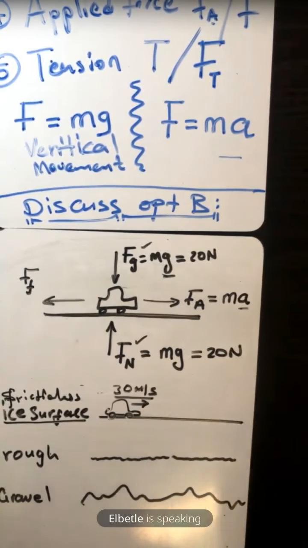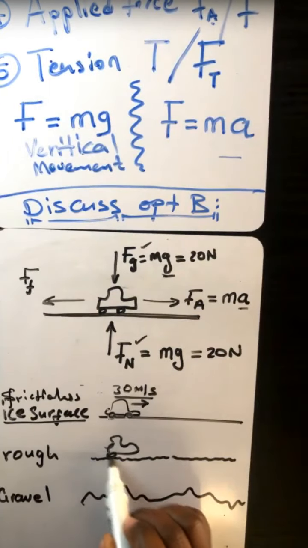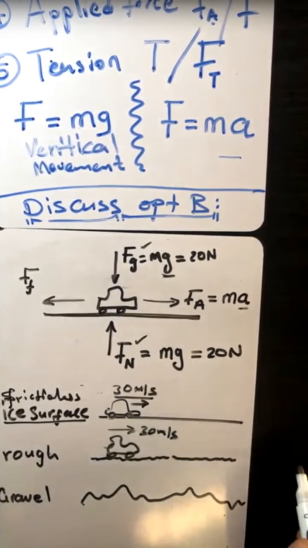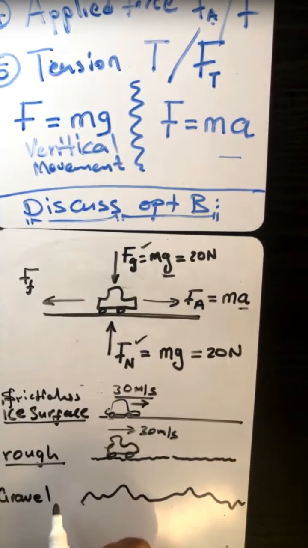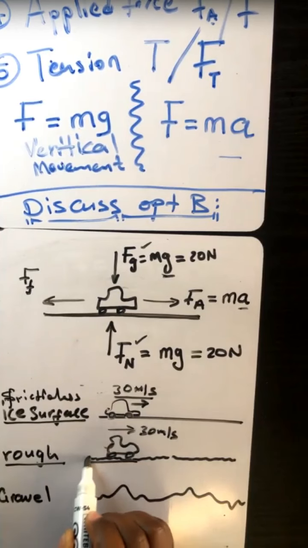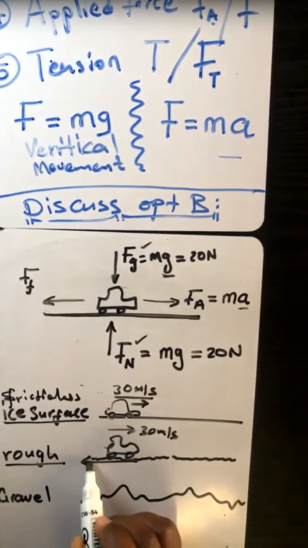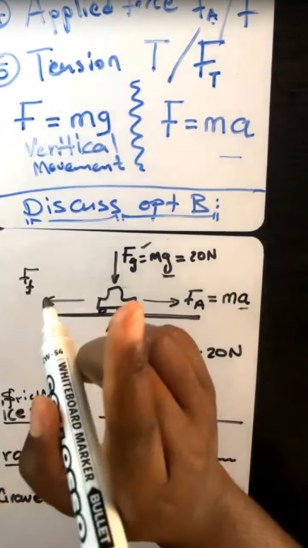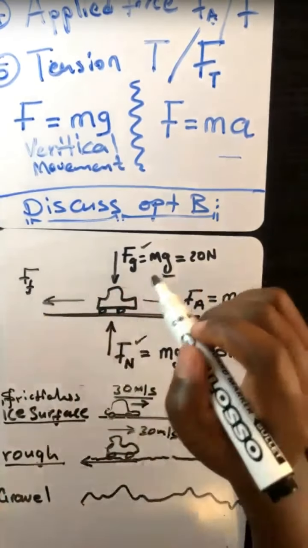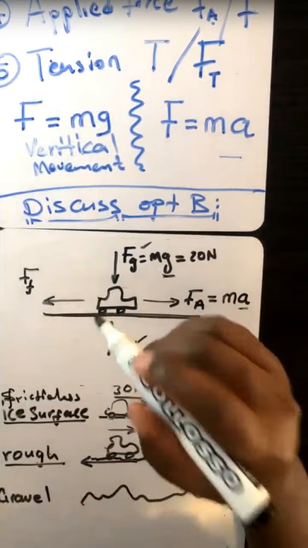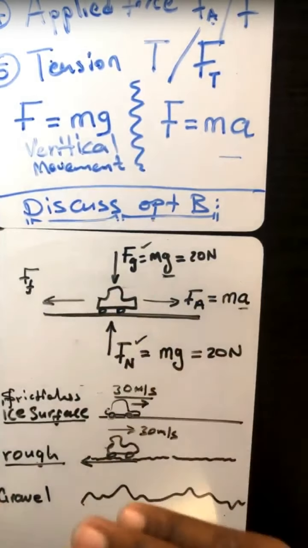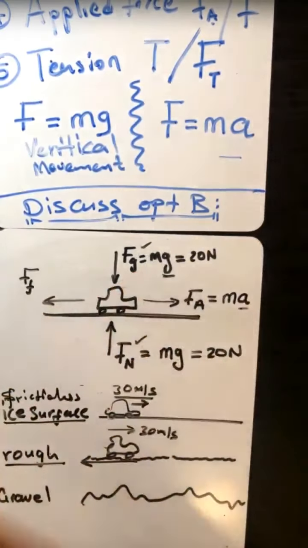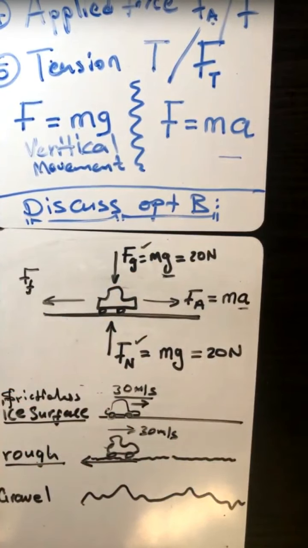Yeah, it makes sense. So let's now have a look at a rough surface. You push it again at a speed of 30 meters per second. But because the surface is rough, there's definitely going to be a force of friction. Why the arrow in that direction? Because the movement of the object is in that direction. So an object has to first move. Then, after the movement has started, that's when there's going to be a frictional force. And for it to be there, it depends on the surface being rough or frictionless. Makes sense now, LB? Yes, sir.